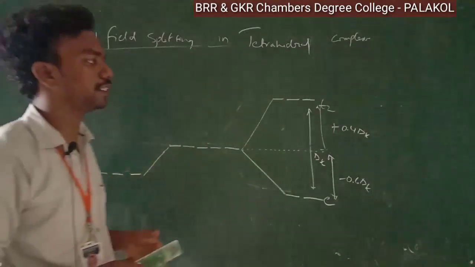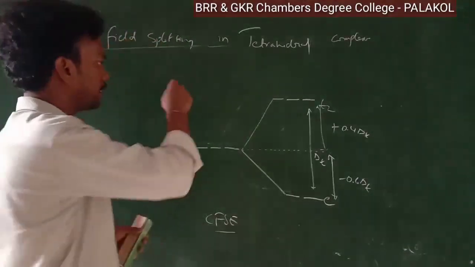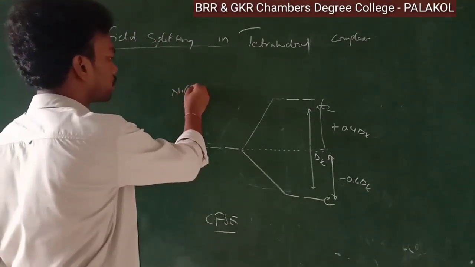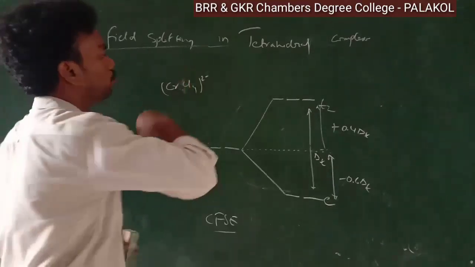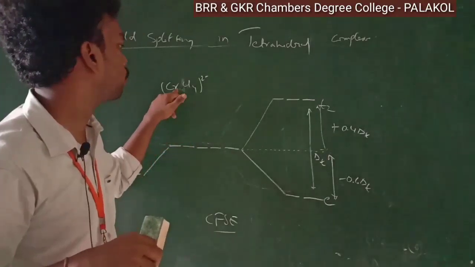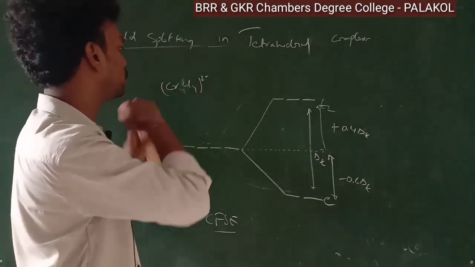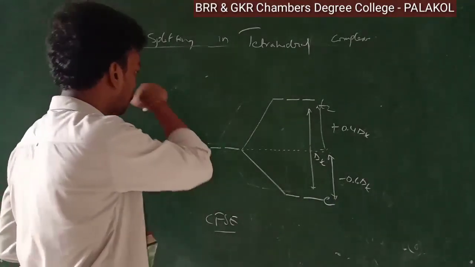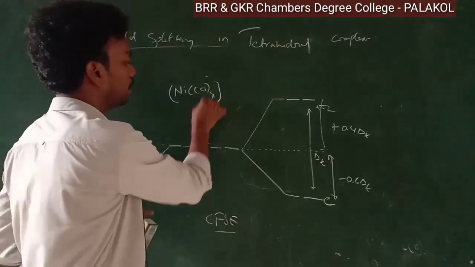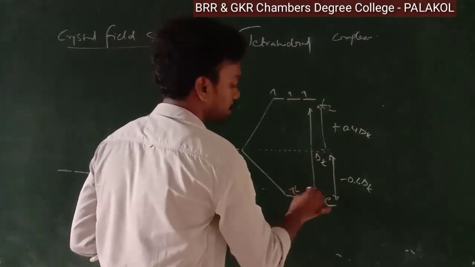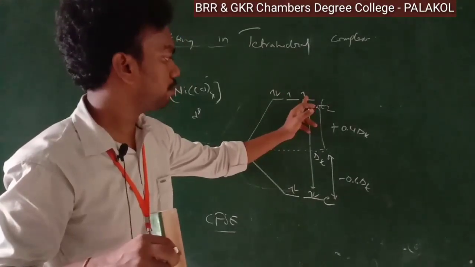Now if you calculate the crystal field stabilization energy, CFSE, take for example a complex like CrCl4 2 minus, where chromium is in the plus 2 oxidation state. Actually this is dsp2 hybridization, so it is a square planar complex. So take another example, the tetrahedral complex Ni(CO)4. This is sp3 hybridization, nickel 2 plus, d8. So you can fill 1, 2, 3, 4, 5, 6, 7, 8 electrons.